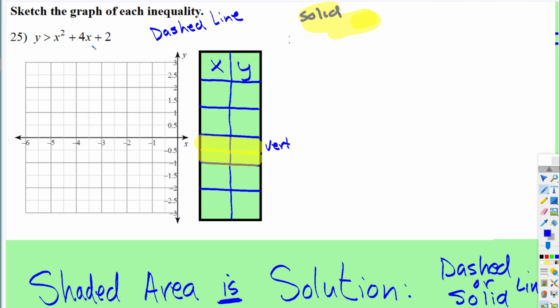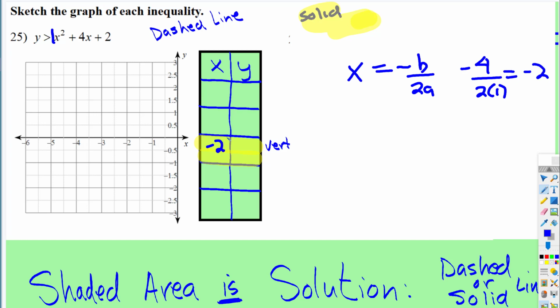This is not an easily factorable one, so we're going to use the vertex form. So remember, x is equal to the opposite of b divided by 2a. So the opposite of 4 is -4, and a is that invisible 1, so 2 times 1. -4 divided by +2 is -2. Okay, then for y, we plug -2 into the function.